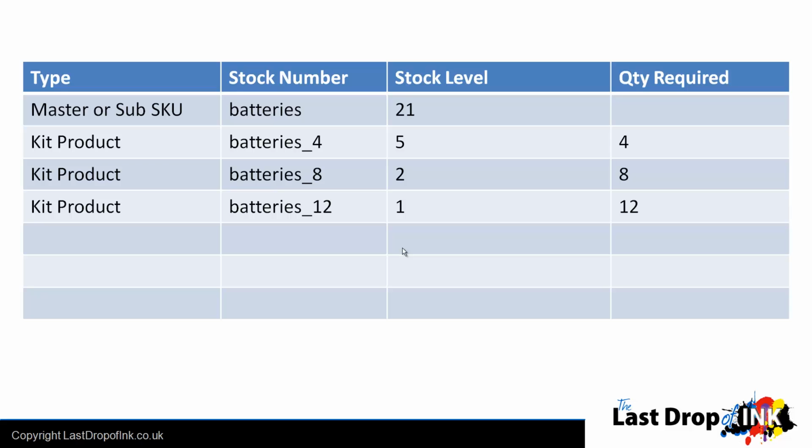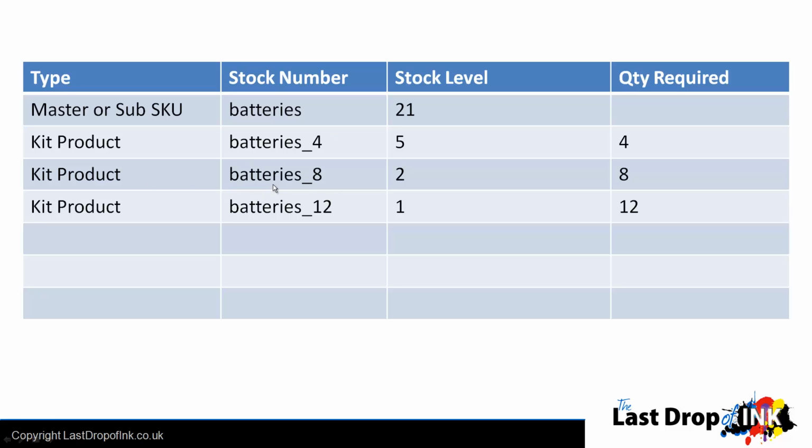Okay, so let's take this a stage further. We have a product along the top which is called batteries, and we have 21 batteries in stock. We can then make multiple kits. So if you want to make a 4-pack of batteries, you can see the quantity required on the right hand side is 4, so we can make 5 packs of 4. That would be another eBay listing, another Amazon listing, and so on and so forth.